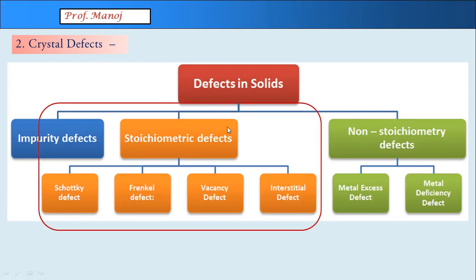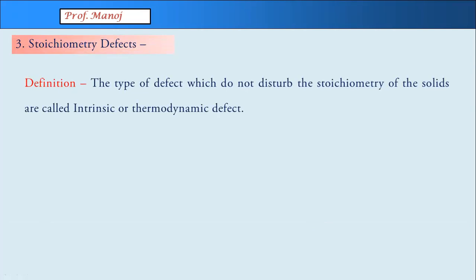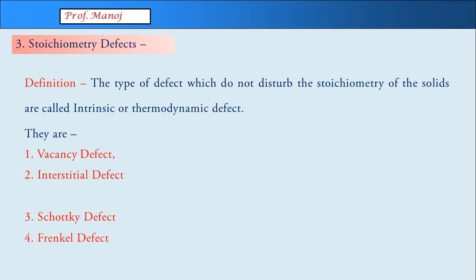We will start learning first of all stoichiometric defect. By stoichiometric defect we mean that a defect might be there, but the formula of the solid crystal, the stoichiometry of the solid, will not be disturbed. That's why they are also known as intrinsic defects or thermodynamic defects. They are of the following four types. Number one, vacancy defect; interstitial defect; Schottky defect; Frenkel defect.